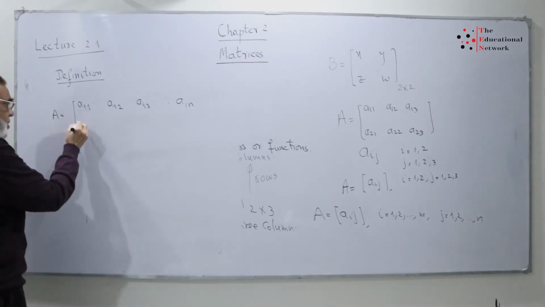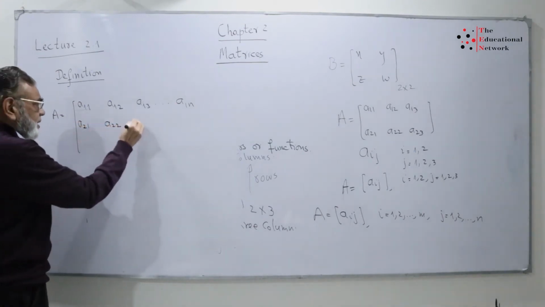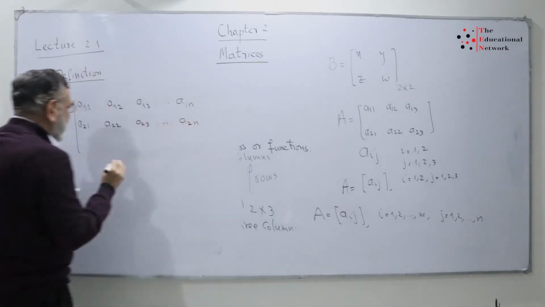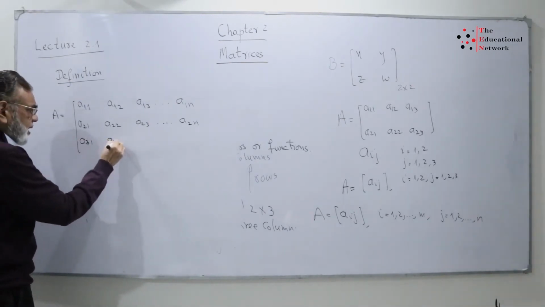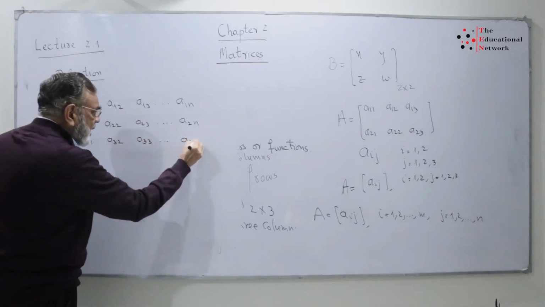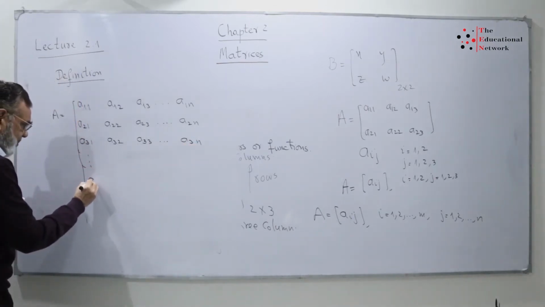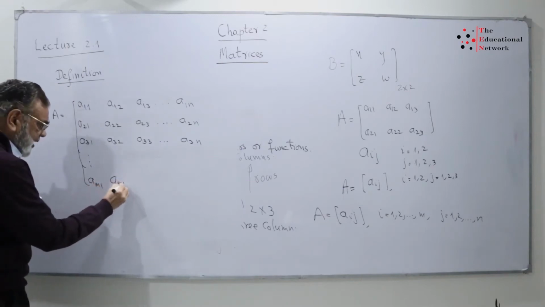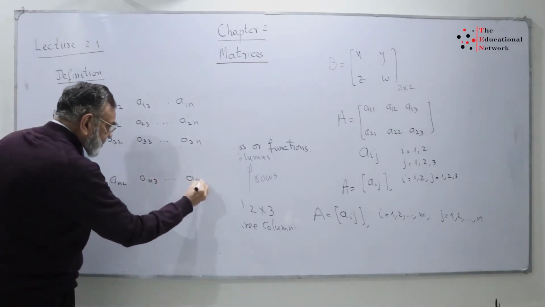Now we can have the second row start from 2. A21, second row, second column. Second row, third column. Second row, nth column. A31, third row, first column. Third row, second column. Third row, third column. Third row, nth column. And so on. We write the mth row. Mth row, first column. Mth row, second column. Mth row, third column. And Amn.